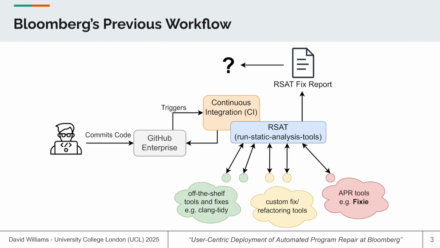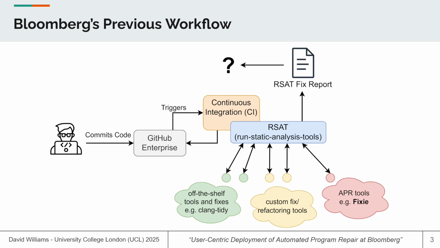If we take a look at the architecture in which we were developing our novel approach, we can see that Bloomberg already had an existing tool in place called RSAT, which triggers as part of their continuous integration pipeline. When triggered, this tool essentially runs a multitude of other tools, including classic static analyzers, such as ClangTidy, as well as more complex APR tools like FIXI. It then combines their outputs into a centralized fix report for the current repository as of the last commit.